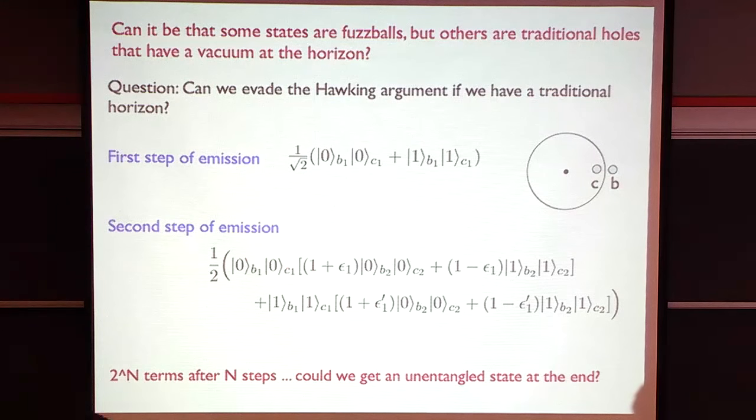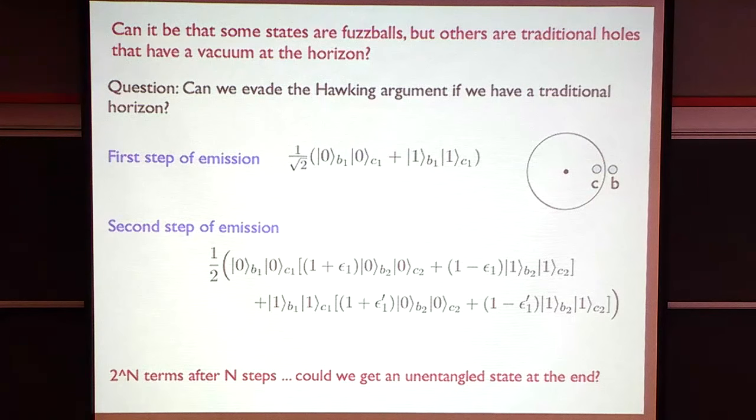So when we made these fuzzballs in the beginning, some people were worried that maybe some states are like fuzzballs, but other states might be like traditional black holes, which had the vacuum at the horizon. Is that possible? Well, if you get a vacuum back at the horizon, then what about the Hawking argument? You'll again have the pair production, and you have a problem.